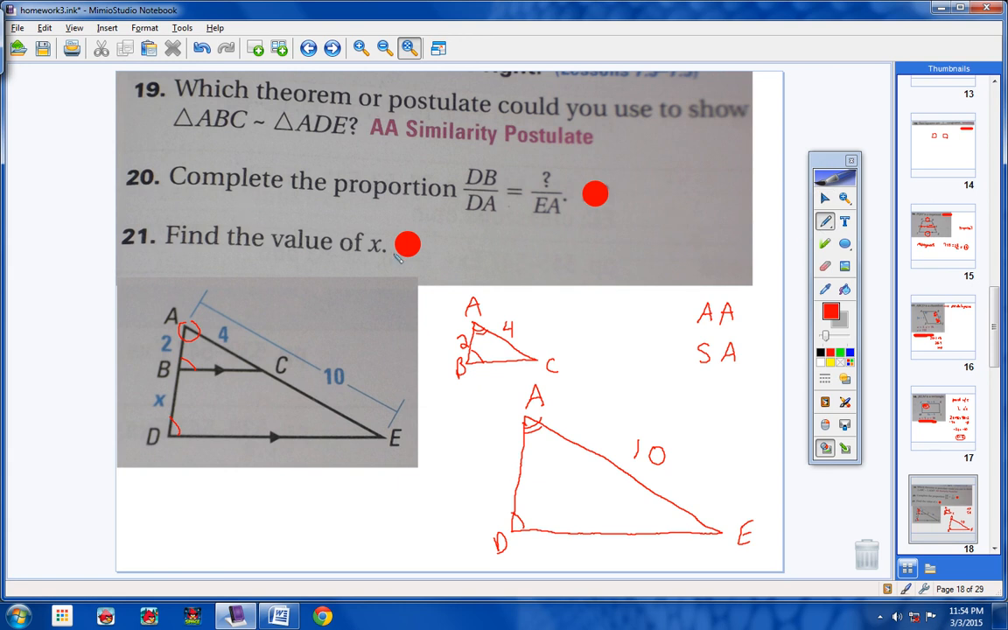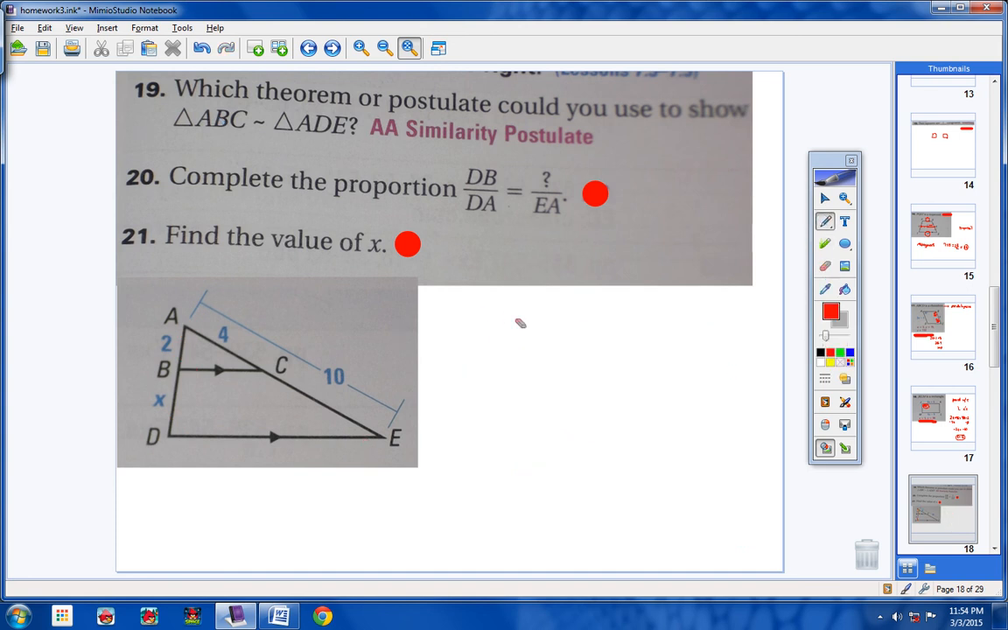Now, number 20, complete the proportion. So we have DB right here. DB over DA. Got it? So here it is. DB over DA. So this little one here, DB over the whole side DA equals, well, then you're going to want to put the little side here, CE over AE. Let's go over that again. Okay, look, what they're doing is they're taking this little segment here, BD, and they're putting it over the whole segment, AD, the whole segment.